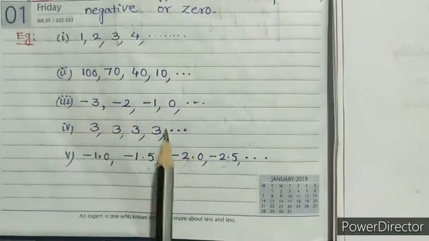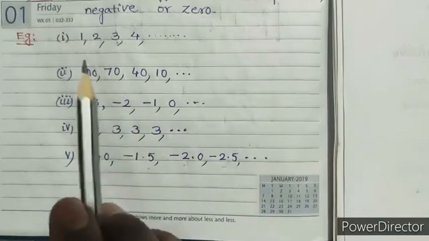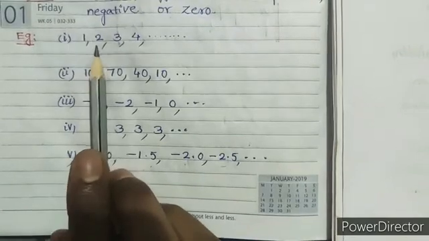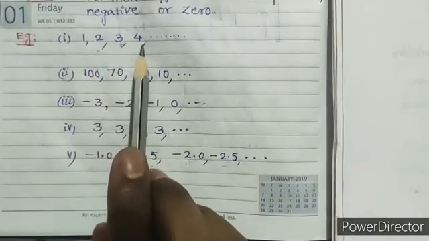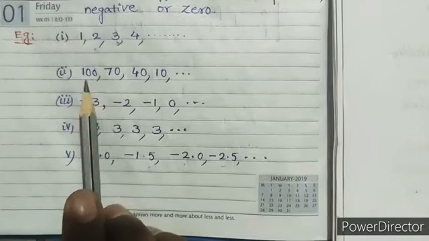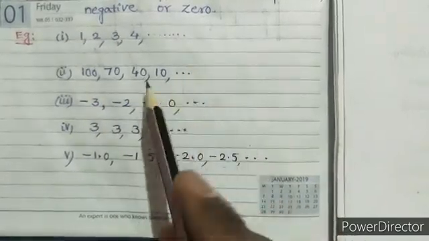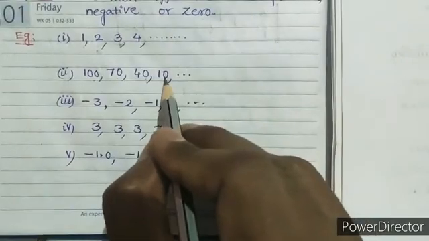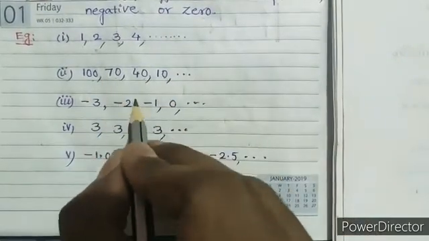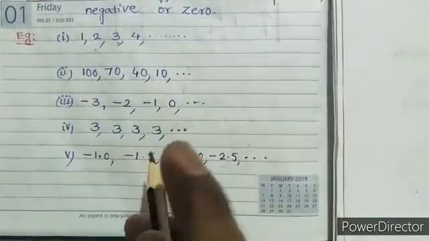Each of the numbers in this list is called a term. Here this is one term, this is another term, this is another term, this is another term. Like this, first term is 100, second term is 70, third term is 40, fourth term is 10. Each and every number in this list of numbers is called a term.